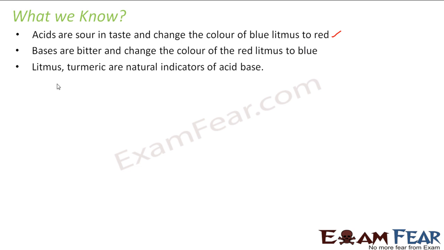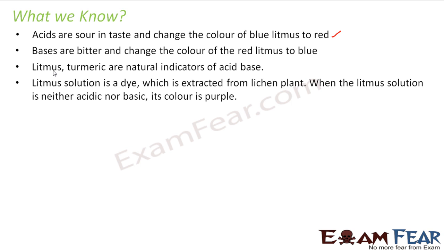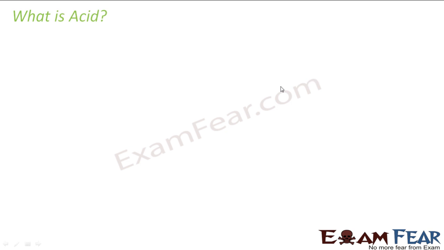And we also know that some of the natural indicators of acid base are litmus, turmeric, etc. Right? And we also know that litmus is nothing but a dye which is extracted from a plant, and litmus is neither acidic nor basic. Its color is purple. So now let us go ahead and define acid.